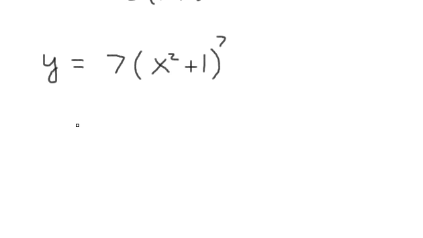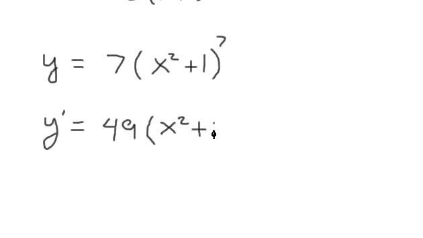Let's look at another example, of course. Let's say we had y is equal to 7 times x squared plus 1, and it's raised to, let's say, the 7th power. And we're asked to find y prime. Okay, so we're going to take the 7, bring it out front, and 7 times 7 is 49. Rewrite everything in parentheses. Subtract 1 from the 7, you get a 6, and take the derivative of the inside and bring it out right over here. So the derivative of x squared, remember, is 2x, and the derivative of 1 is 0.